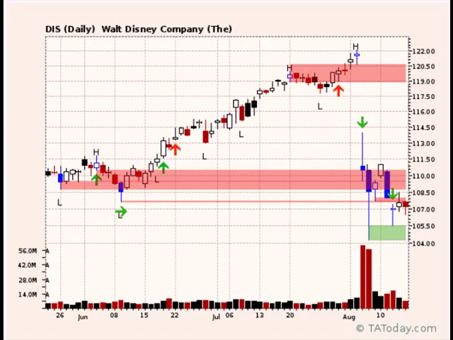Hello everybody, this is part 2 of the Disney trade, the bounce trade that we were looking at. Let's review where we were the last time we left this off. If you remember, the bar we were on at the time of that first video was this bar. And what we talked about was a potential range trade starting to set up.